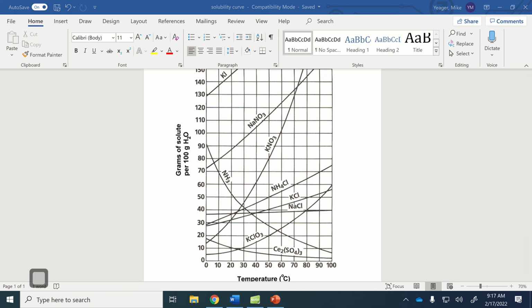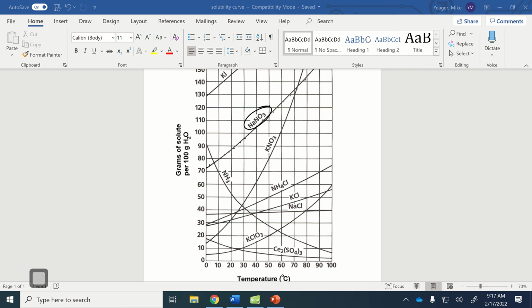Okay, so let's just again go over what this means. So I'm going to look at NaNO3. What this line is showing you is the solubility of NaNO3 at many different temperatures, from basically 0 to almost 90 degrees, and then it's off the graph in this particular case. Okay, so again, we can see NaNO3 is increasing pretty well.